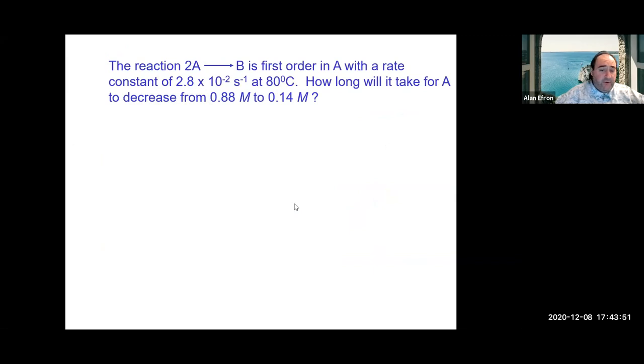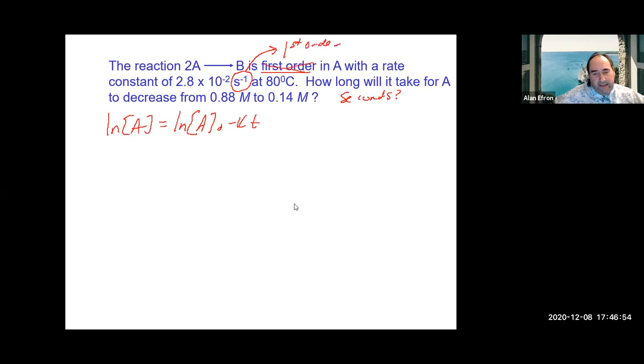All right, so why don't you give it a try here? This is first order. How long will it take to decrease from 0.88 to 0.14? We'll do seconds. How many seconds will it take? Seconds automatically tells us it is first order. Sometimes they may leave that part out and just give you this number, and you need to know that that is first order so that you can use this.